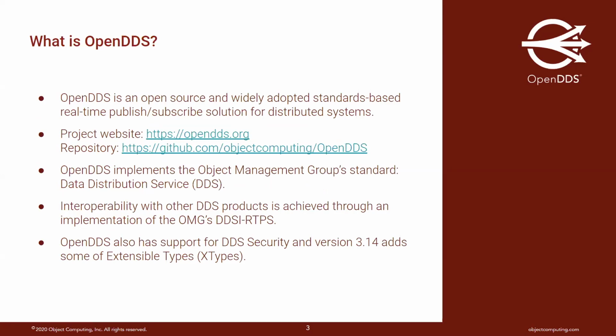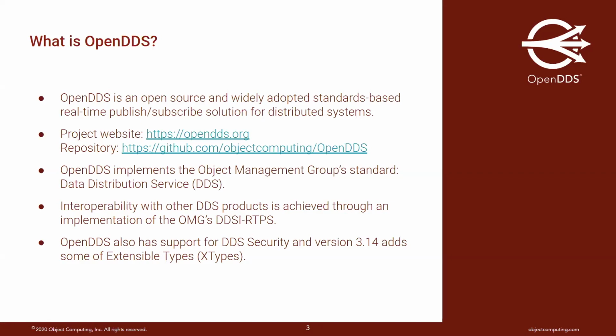So we need to start with what is OpenDDS, just in case anyone is new to the concept here. The first bullet point is our general summary of what it is in a short version. OpenDDS is an open source and widely adopted standards-based real-time publish subscribe solution for distributed systems. Lots of words there, hopefully not too buzzwordy, and we'll see what that means as we go on. First things, just to orient us, the project has a website at opendds.org, and a repository that's hosted on GitHub under the Object Computing organization, as you'll see there.